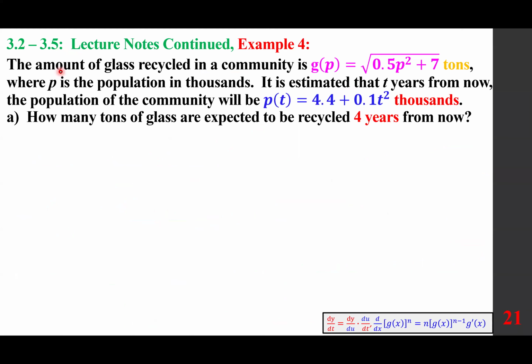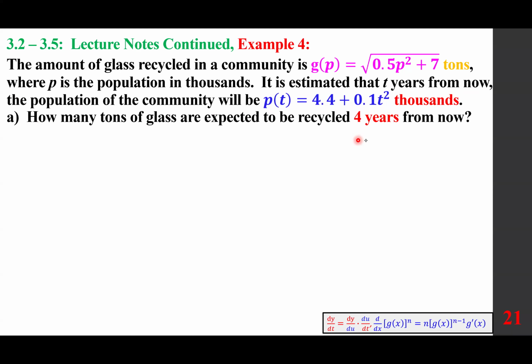The amount of glass recycled in a community is G of P equals the square root of 0.5 P squared plus 7 tons, where P is the population in thousands. It is estimated that 10 years from now, the population of the community will be P of T equals 4.4 plus 0.1 T squared thousands. How many tons of glass are expected to be recycled 4 years from now?